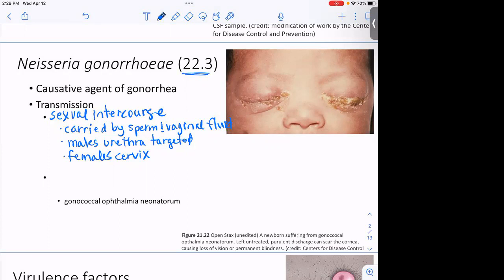We also have mother to child transmission. Okay, during birth, during a vaginal birth. And most commonly that would affect babies by this gonococcal eye infection, ophthalmia neonatorum, which causes these kind of crusty lesions on the eyes and can lead to blindness.